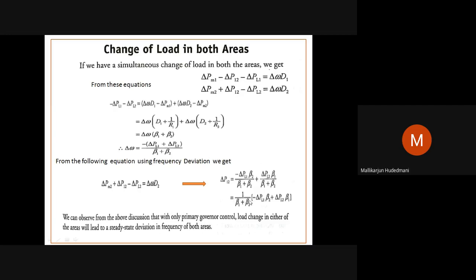Once I simplify, I can make this kind of notation, which is delta PL1 beta 2 divided by beta 1 plus beta 2. This is the power transferred from the first area's perspective, and the power change from the second area's perspective is like that. I can add them, and that becomes the net exchange among the areas. Or I can simplify with beta 1 plus beta 2 in the denominator if I take it out and make some simplification. These were used in the numerical solutions.